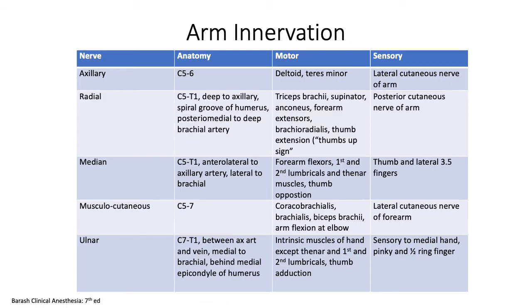Here is a table with a reference for what the nerves control. So briefly, the musculocutaneous nerve controls arm flexion at the elbow. The median nerve controls forearm pronation, wrist flexion, and thumb opposition. The ulnar nerve controls ulnar deviation of the wrist, little finger flexion, and flaring of the fingers. And then the radial nerve controls wrist and finger extension.